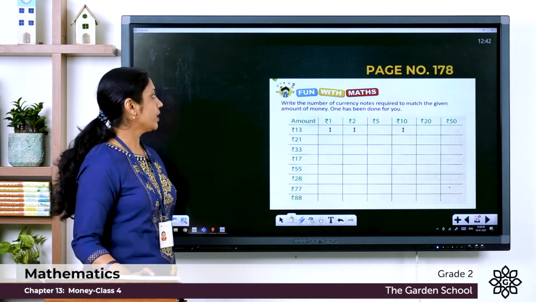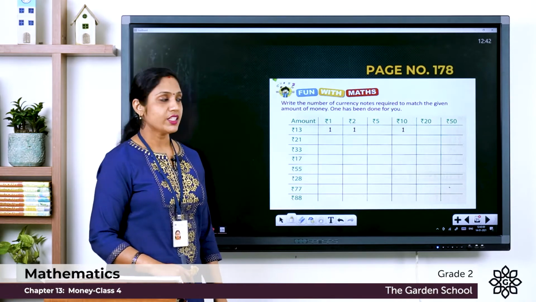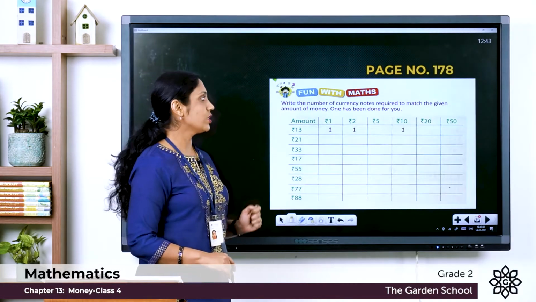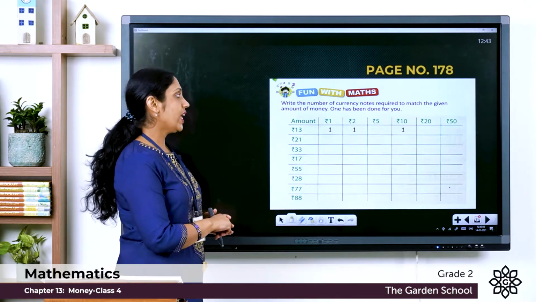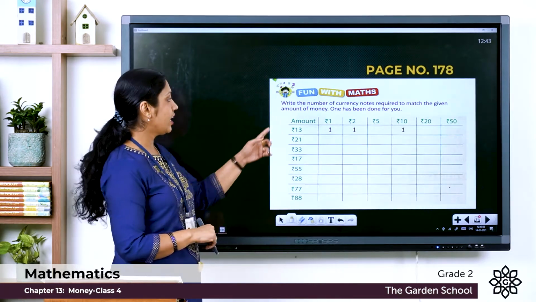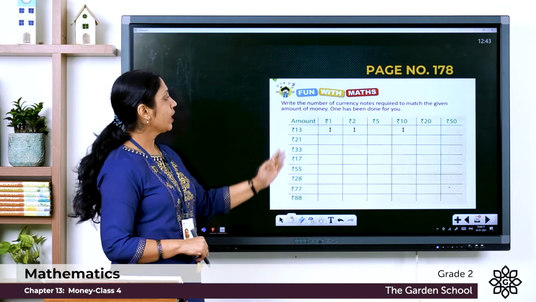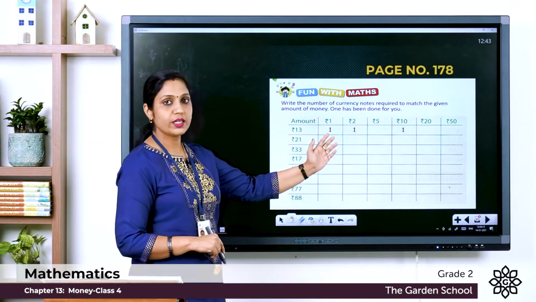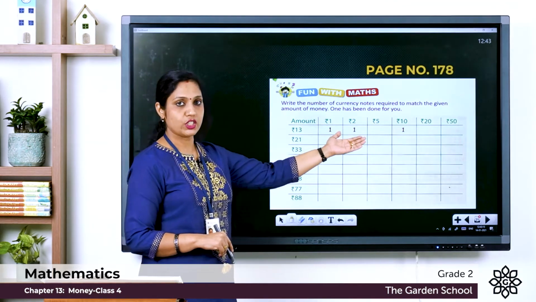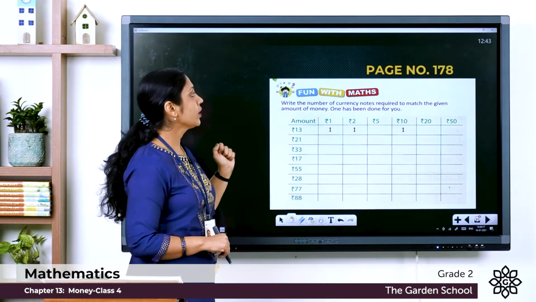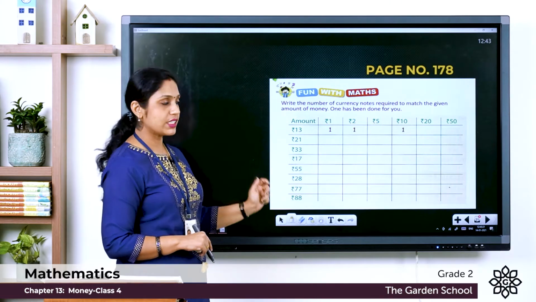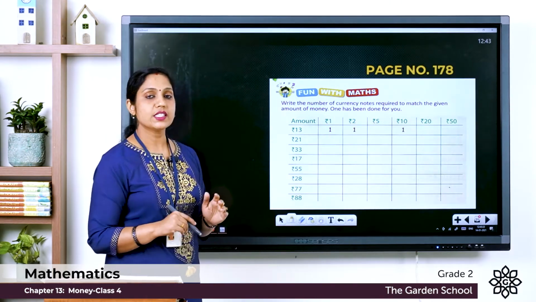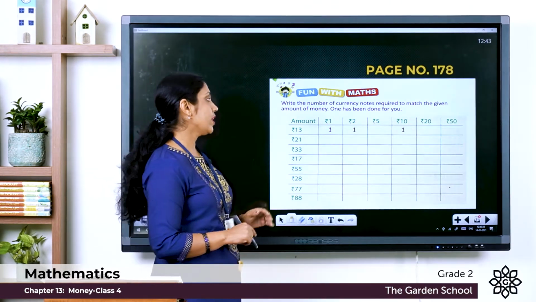Let's read out the question. Here you can see, write the number of currency notes required to match the given amount of money. One has been done for you. So here in the left side you can see the amount, and in the right side you can see different combinations of rupees given. So we have to match the given amount of money. So let's see the first one, rupees 13, and see how it is matched.